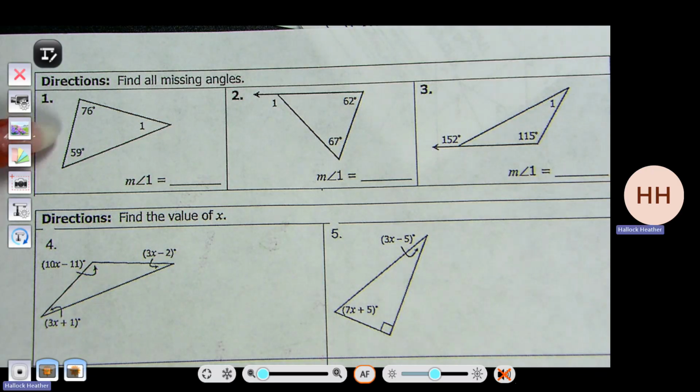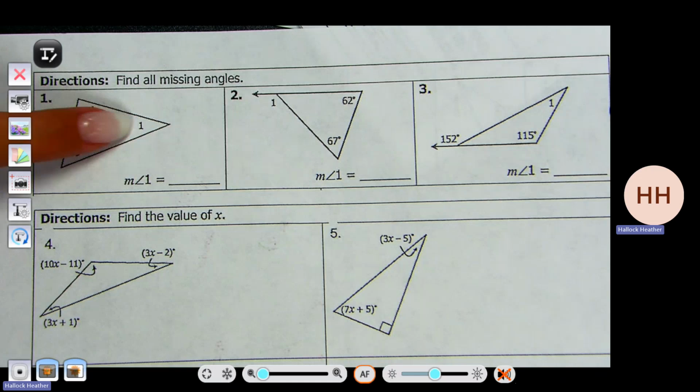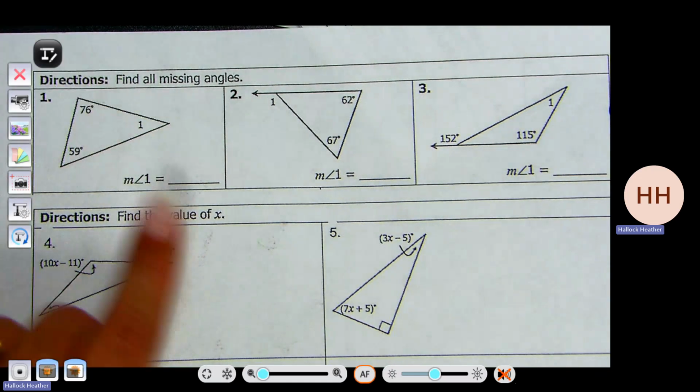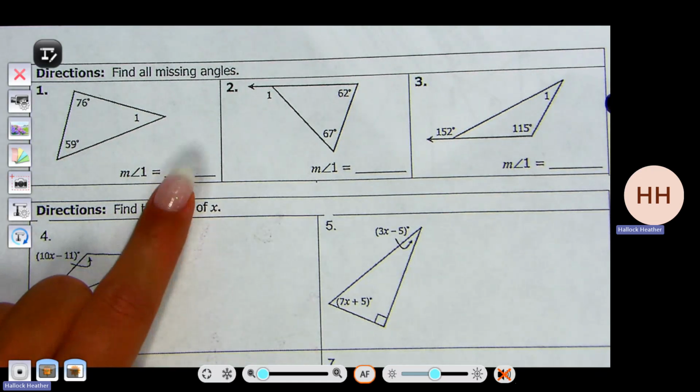So number 1's a regular triangle. So it should add to make 180. So how much is number 1? 45. Good. Number 2 has a tail.